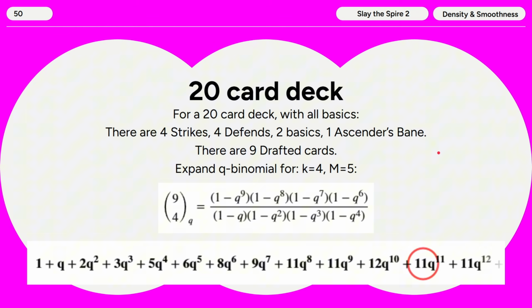And here's an example for a 20 card deck. So let's take a 20 card deck. We've got all of our basics. There are 4 strikes, there are 4 defense. We've got our 2 other starter cards like Bodyguard, and then we've got our Ascender's Bane. And then on top of that, we've got 9 drafted cards. So we've got this Q binomial, 9, 4, with k equals 4 and m equals 5. Then what you do is you pair up these terms. We've got this q to the 9 term here. We'll pair that with the q to the 3 term.